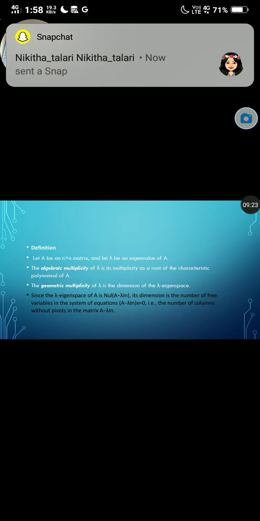So what is this definition? Let A be an n by n matrix and lambda be an eigenvalue of A. Then the algebraic multiplicity of lambda is its multiplicity as a root of the characteristic polynomial of A. The geometric multiplicity of lambda is the dimension of the lambda eigenspace. Since the lambda eigenspace of A is the null space of A minus lambda I_n, its dimension is the number of free variables in the system of equations (A minus lambda I_n) x equals 0, that is, the number of columns without pivots in the matrix A minus lambda I_n.